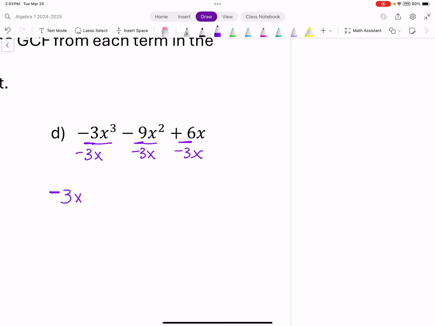So negative 3 divided by negative 3 is a positive 1. X to the third divided by x is x squared. A negative 9 divided by a negative 3 is a positive 3. X squared divided by x is x. Positive 6 divided by negative 3 is a negative 2, and our x's cancel, so that's what we would be left with.